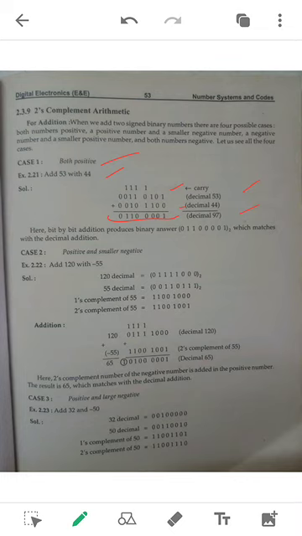So case 2, one number is positive and another number is negative, which is smaller. So the example is add 120 with minus 155. So minus 155, please remember the negative numbers.